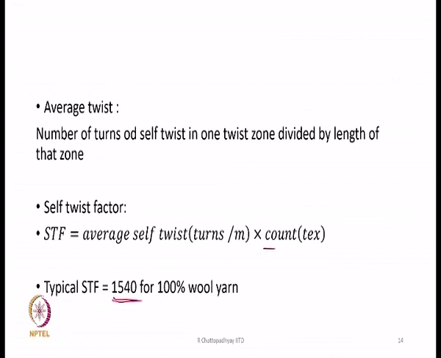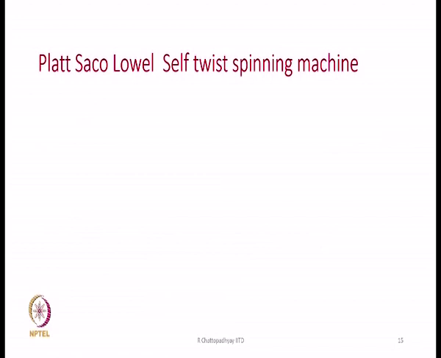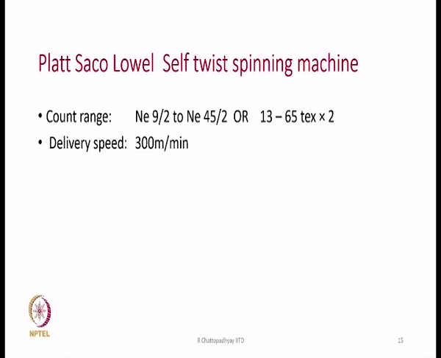Prato Sacolel is the company that manufactures these machines, and typically the count that is spun is 13 to 65 tex, 65 tex into 2, that means it will basically be 130 tex. Delivery speed is quite high, 300 meters per minute. The yarn type is twofold, and the feed material is roving.